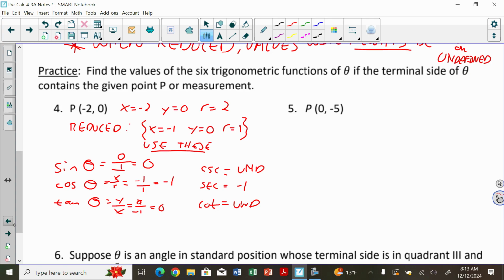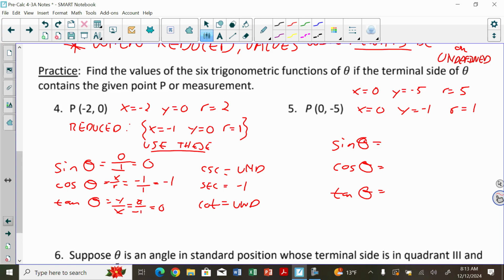So in this case, I know x is 0, y is negative 5, and r has got to be the absolute value of that, 5. So reducing, x is 0, y equals negative 1, and r equals positive 1. Now I can find those values again. And say sine is negative 1, cosine is going to be 0, and tangent is going to be undefined.